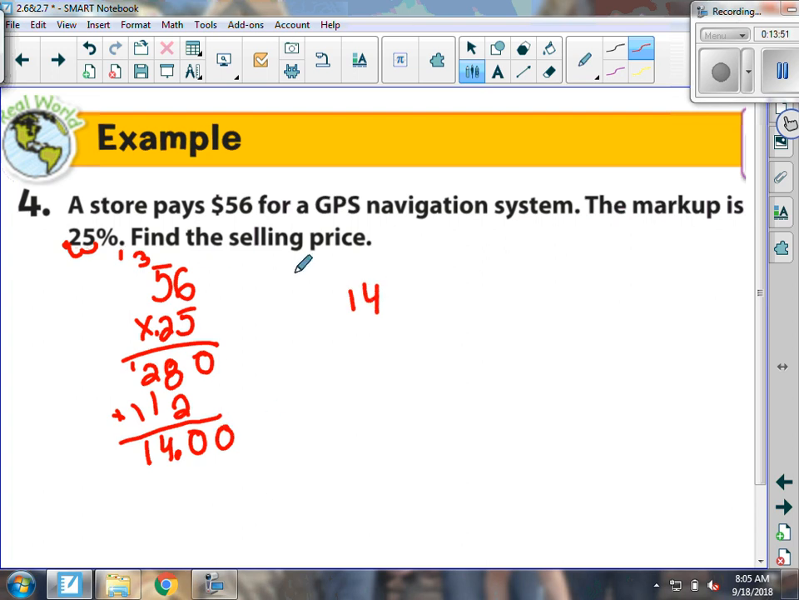Okay. We want to know the selling price. So the markup means they're increasing the price by $14. So we're going to add that to 56. 6 plus 4 is 10. 5 plus 1 is 6. Plus 1 is 7. So the selling price is going to be $70.